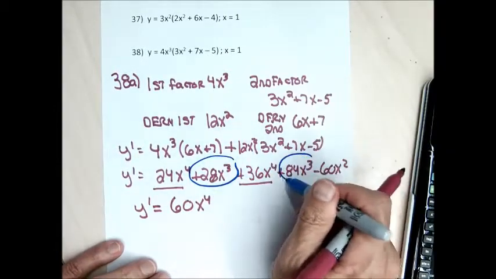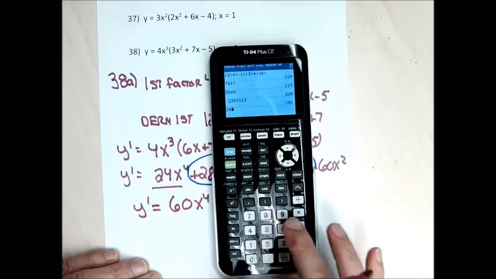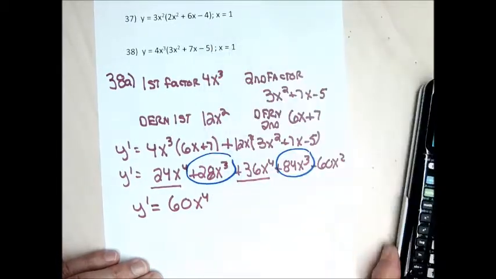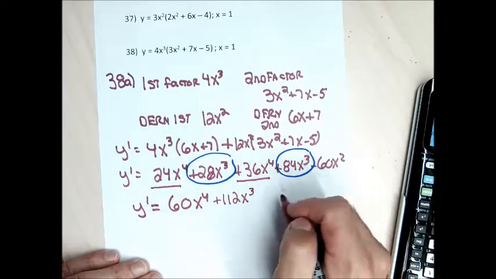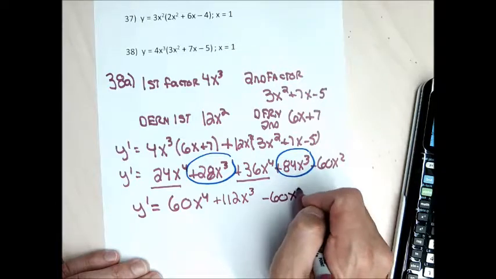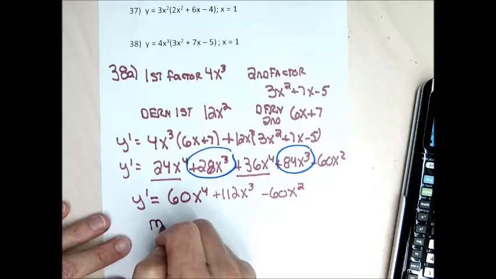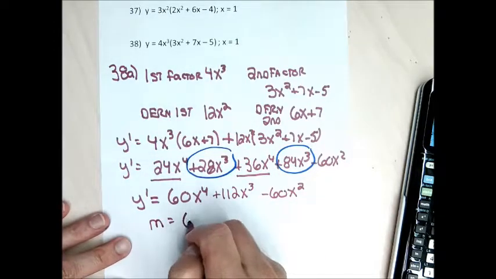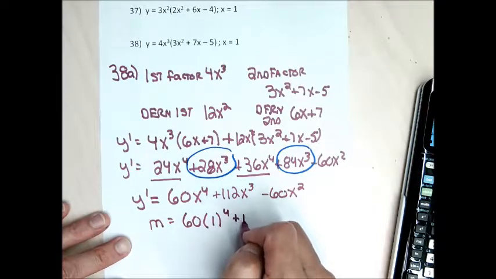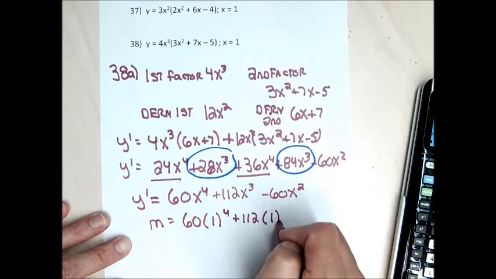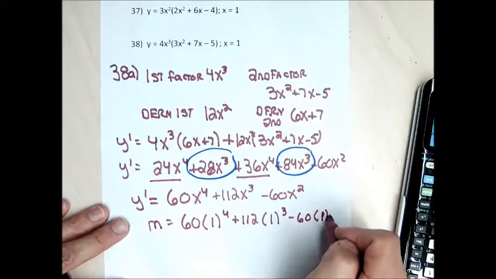Now I'm going to take the 28 and the 84x cubed and combine them, and get 112x cubed. And then the minus 60x squared is just going to stay. I don't really need to pull out the common factor because I'm just finding the slope. And I'm going to find the slope by plugging 1 in. And plugging 1 into a non-factored version will give me the same number as plugging 1 into a factored version. So I'm not going to take the time to pull out the common factor.